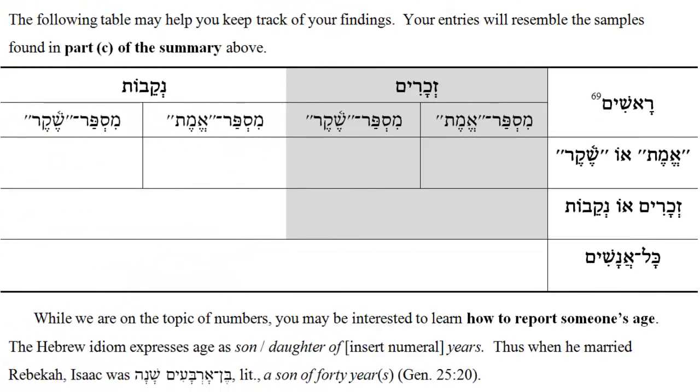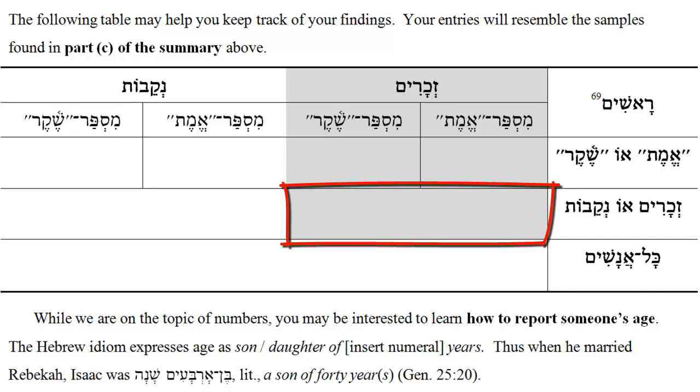Here is a tally sheet where you may record the results of your survey. Let's be sure we're acquainted with the terms. In the far right column, rashim. This is used in the sense of sums or totals. Next, emet o sheker. Here you can record the responses, whether true or false. The next element in the column, zecharim o nekevot.